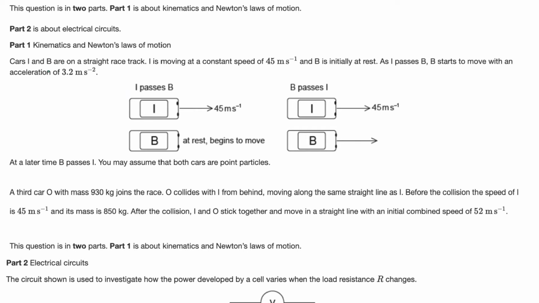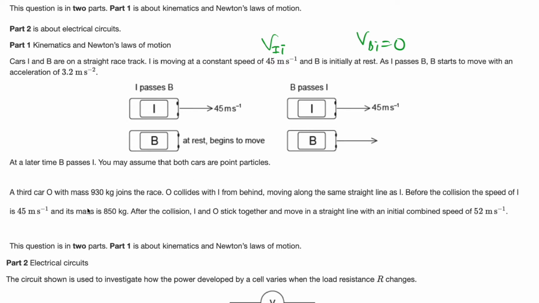It says cars I and B are on a straight racetrack. I is moving at a constant speed of 45 meters per second, and B is initially at rest. B started to move with an acceleration of 3.2 meters per second squared. So let me just label all of those things. At a later time, B passes I. You may assume that both cars are point particles.